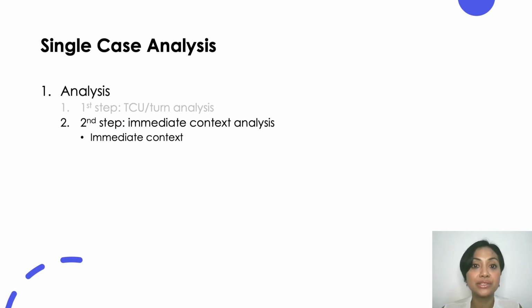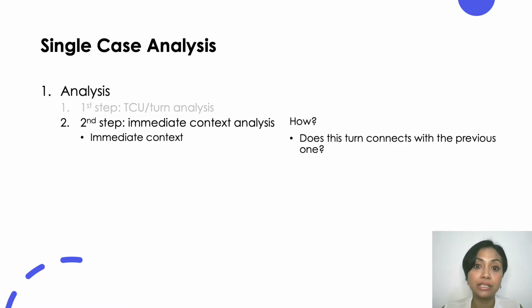The second step is to analyze the immediate context. Now we are trying to identify potential adjacency pairs. What you do for this step is to find how a turn connects to the prior and next. How do you do this? For each and every turn in your data, ask the question, does this turn connect with the previous one? And how? By how, whether you say the turn is responsive or not, you need to support that claim with your detailed observations. Calibrate your claim so it fits your detailed observations and vice versa.